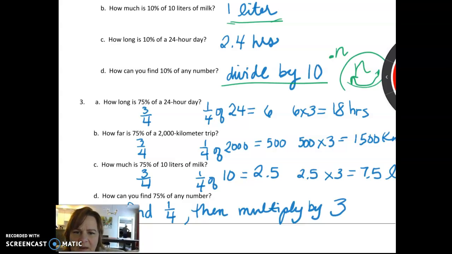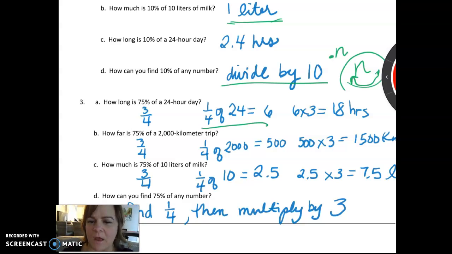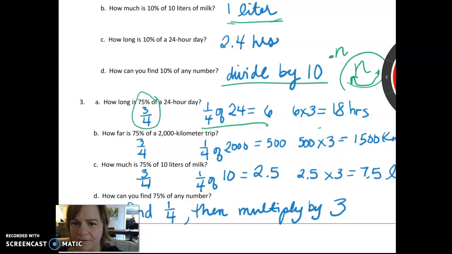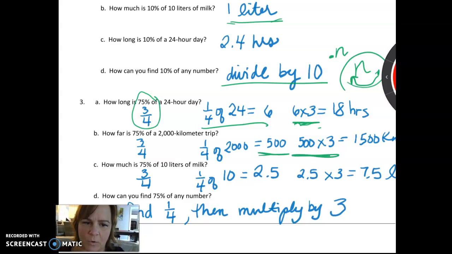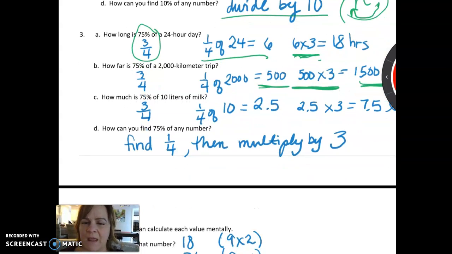How long is 75% of a 24-hour workday? Well, I'm going to look at these as taking a fourth of the number and then multiplying my 1/4 times 3, because 3/4 literally means 3 1/4s, and I know that 75% is equivalent to 3/4. So a fourth of 24 is 6, and then 3 of those would be 18. 75% of a 2,000 kilometer trip: well, 1/4 would be 500, so 3 of those 500s would be 1,500. 75% of 10 liters: well, 1/4 would be 2.5, and 3 2.5s would be 7.5.